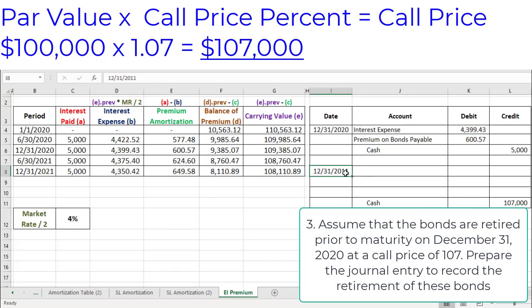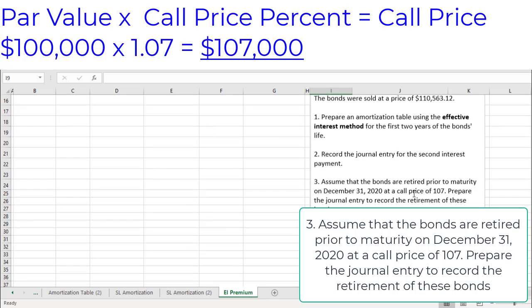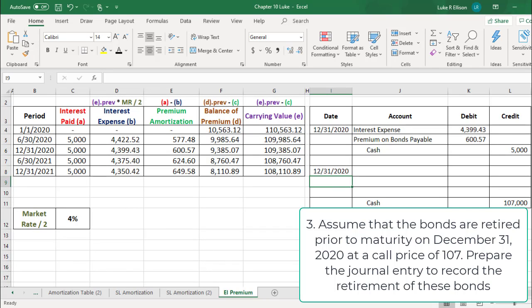Now I'm just noticing here I have the wrong date, so this should be 12/31/2020. If we look back down here, we'll see that this was supposed to be December 31st, 2020. Now the next thing you'll want to think about is, well, we are paying off the bonds, so we have to get them off of our accounting books. And the account that's related to the bonds is called bonds payable. And bonds payable is a liability account, so it has a normal credit balance. And so to get rid of it, we're going to have to debit the bonds payable account. And that goes on the books for the par value, which is $100,000. So to get it off of our books, we're going to debit bonds payable for $100,000.